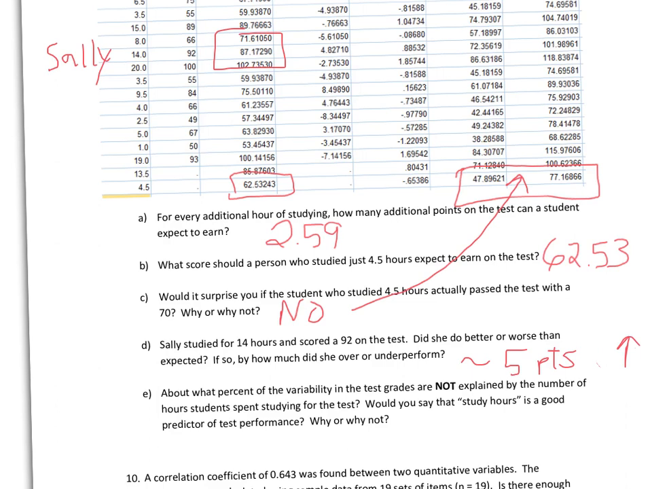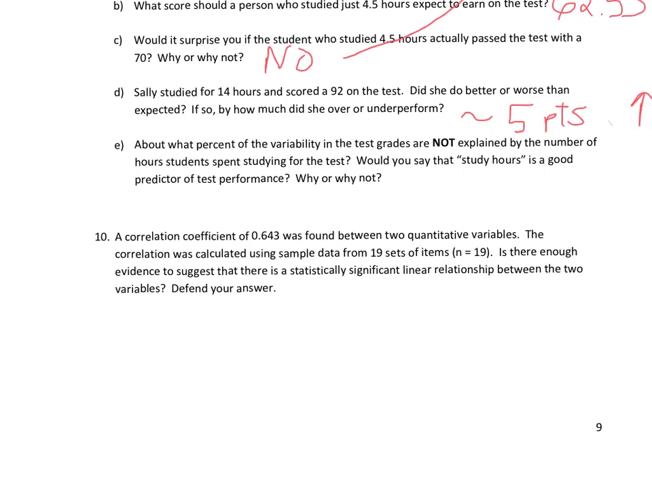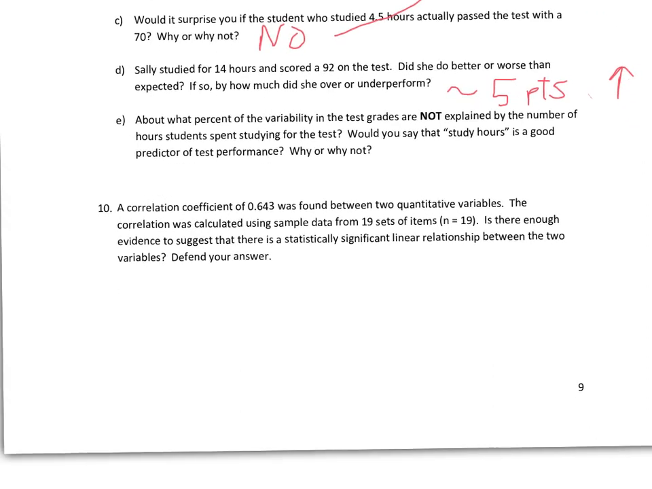Okay. Now, E, about what percent of the variability in the test grades are not explained? I didn't copy it on this page because I'm kind of running out of space, but you may have remembered the correlation of this was 0.934. So if the correlation is 0.934 and the coefficient of determination is 0.872, that's the amount that's explained variance. So if I want the unexplained variance, I have to subtract that from 1. So 1 minus 0.872 is 12.8%.